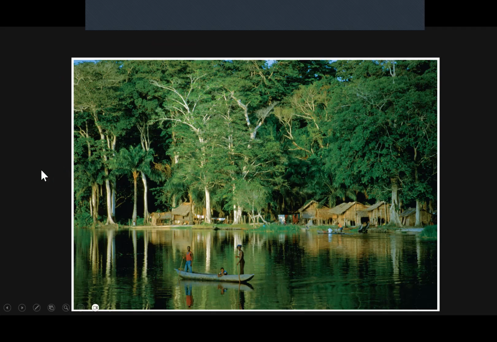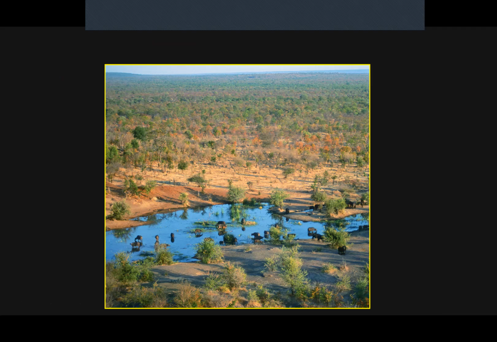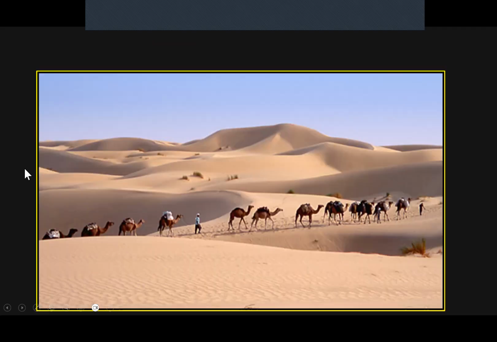So here's just some pictures of tropical rainforest along the Congo River. Then here's tropical savanna. You see it's more woodland. As you get further and further away, it gets drier and drier. And eventually you get into desert, like the Sahara.